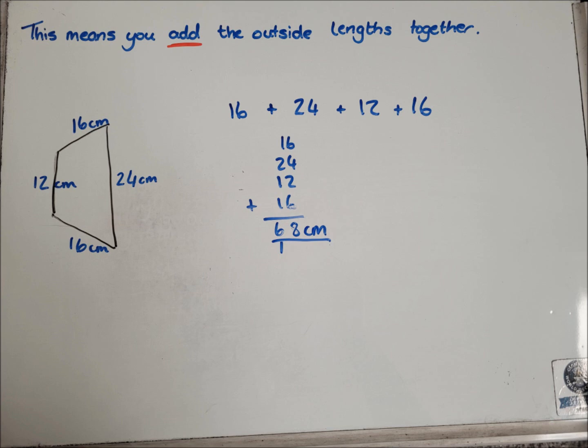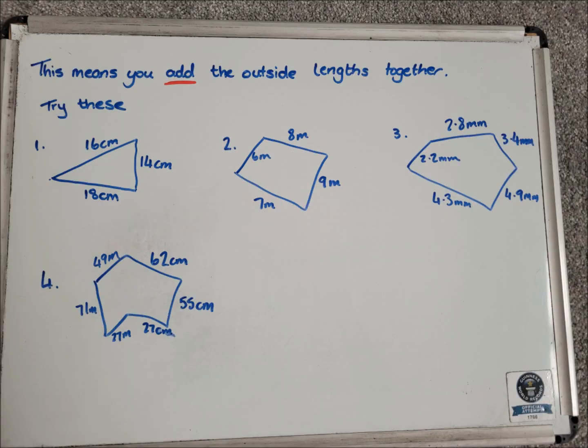Let's have a look at some questions for us to go over now. So we've got 4 questions on the board there. Be careful with each one. Some of them are centimetres, some of them are metres and some of them are millimetres. Some of them have decimals and some of them are just 2-digit numbers. So pause the video here, have a go at those questions that are on the screen just now, and we'll get the answers in a little second.